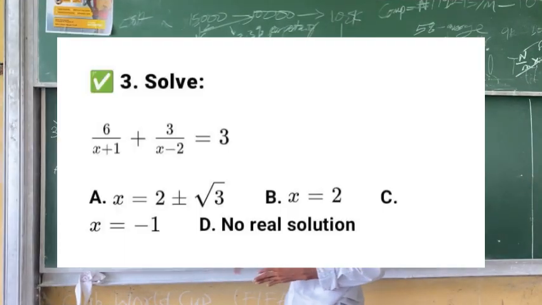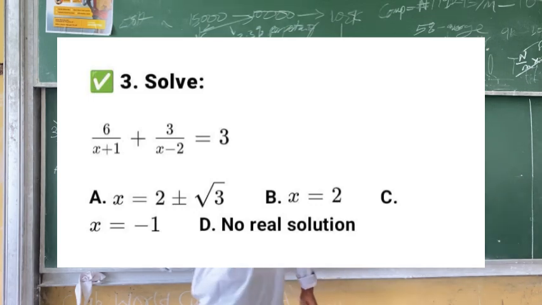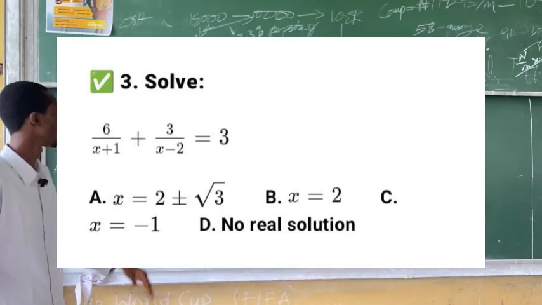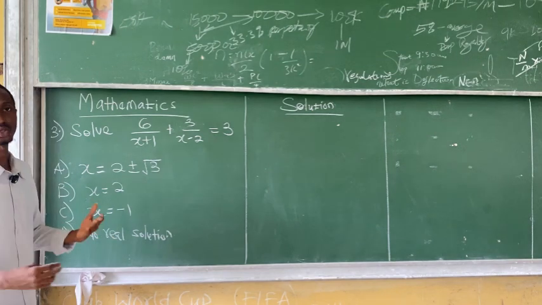Question 3 says, solve the equation 6 over x plus 1 plus 3 all over x minus 2 is equal to 3. Option A, we have x is equal to 2 plus or minus square root of 3. Option B, we have x is equal to 2. Option C, x is equal to minus 1. And option D, no real solution. Now let's solve this question together.